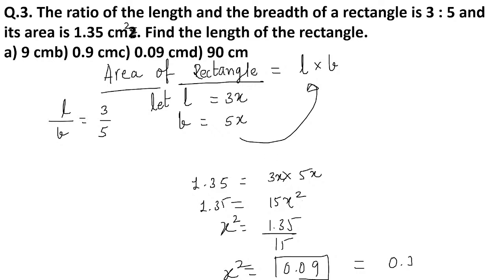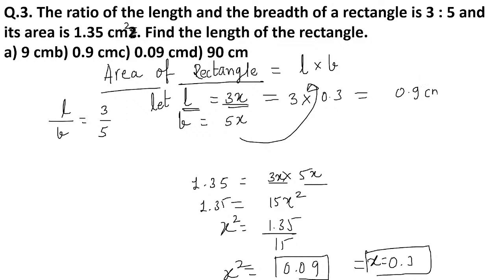Why? Because 3x into 5x, 3 5s are 15x square. So the value of x square will be equal to 1.35 divided by 15. That is x square is equal to 0.09. So what will be the value of x? 0.3. This is the value of x, but they have asked us to find the value of length. So 3 into 0.3. Why 0.3? Because the value of x is 0.3. This will give us 0.9 centimeter. Clear?